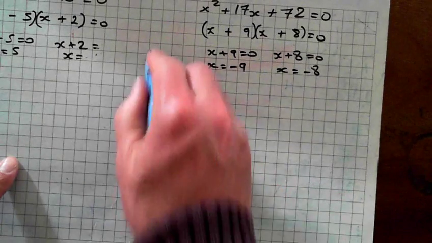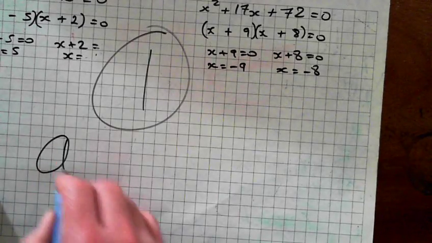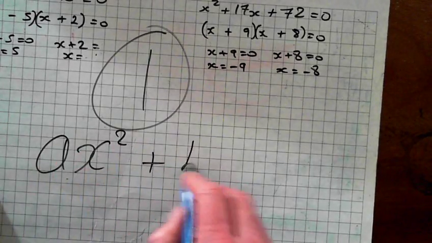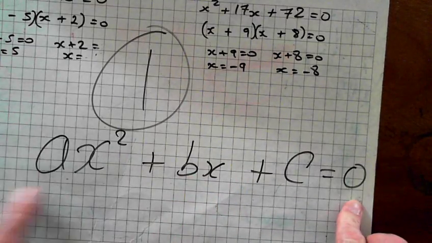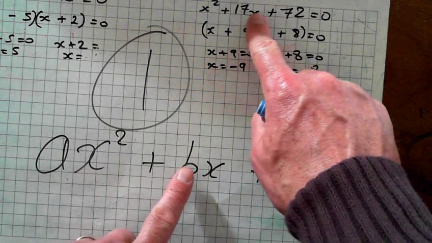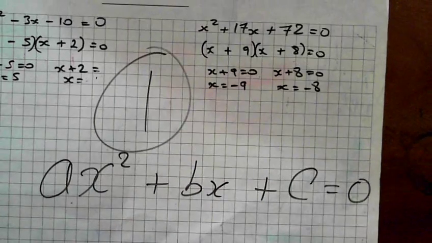So they're all type 1 because they have an x squared, they have an x, they have a number, and they have an equals and a 0. See that? Type 1. Type 2.